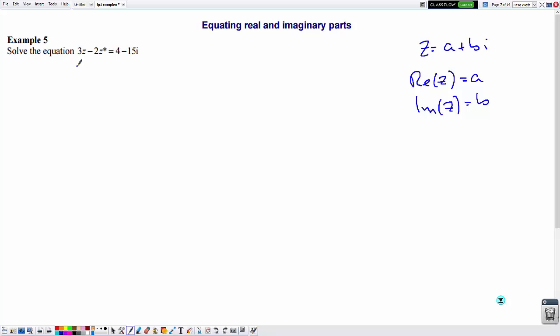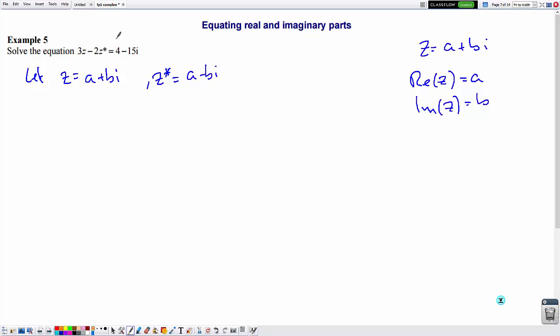We're going to solve the equation 3z minus 2z star. Now, remember, this is the conjugate of z, equals 4 minus 15i. So for this, we're going to say, let z be equal to a plus bi. I think sometimes in the notes, they start using x plus iy. Doesn't matter which one you use. Of course, if that's z, then z star, the conjugate of z, is a minus bi.